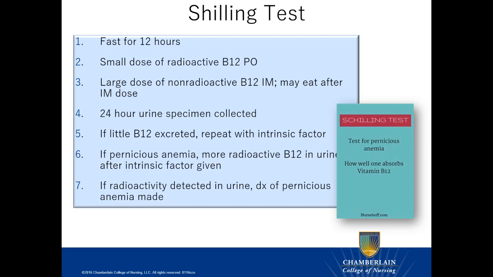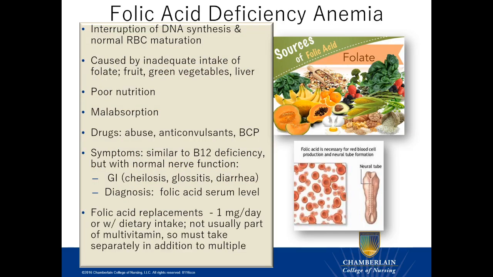In 24 hours, we'll check that urine. If very little B12 is excreted, then we repeat the Schilling test, but we add intrinsic factor. If a person has pernicious anemia, they'll excrete more radioactive B12 after the intrinsic factor is given. So if radioactivity is detected in the urine, then we know that we have a diagnosis of pernicious anemia. Pretty neat, huh?